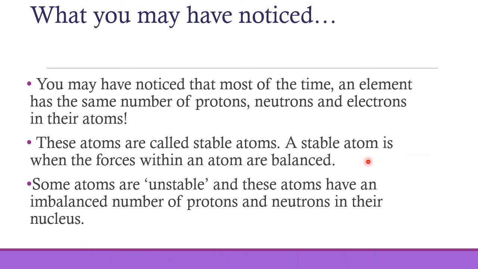Now, sometimes some atoms are called unstable atoms, and these atoms have an imbalanced number of protons and neutrons in their nucleus. Okay, so for unstable atoms, the atom itself is always trying to eject a proton or a neutron to balance out their atoms. So that means there is a lot of energy within these unstable atoms.